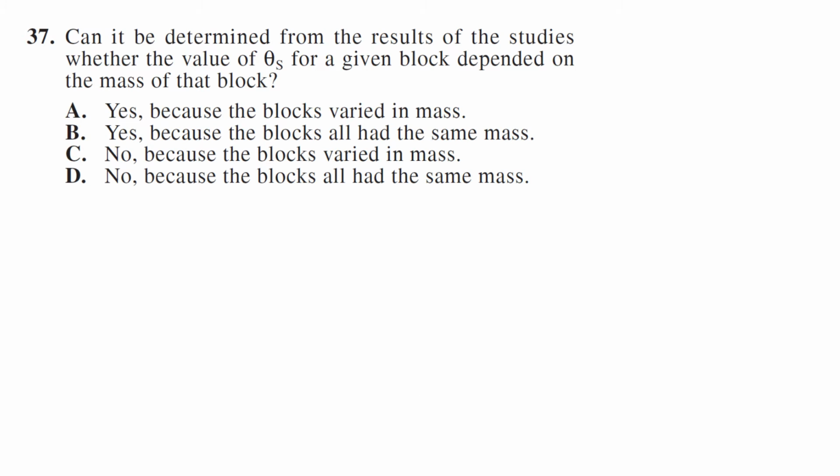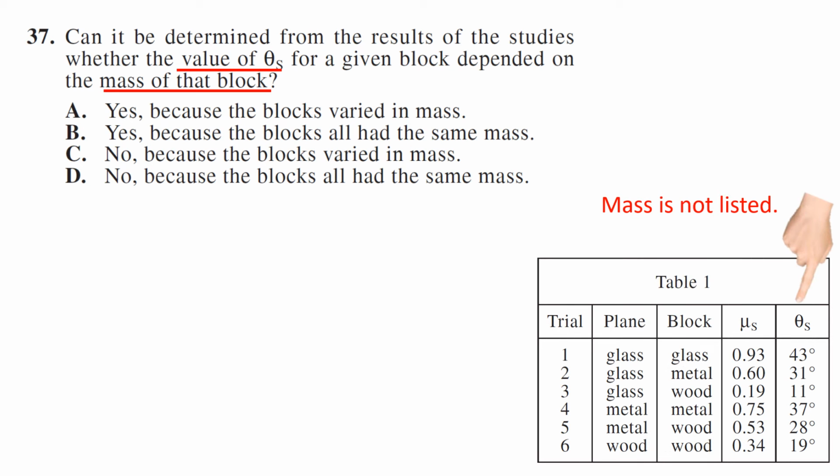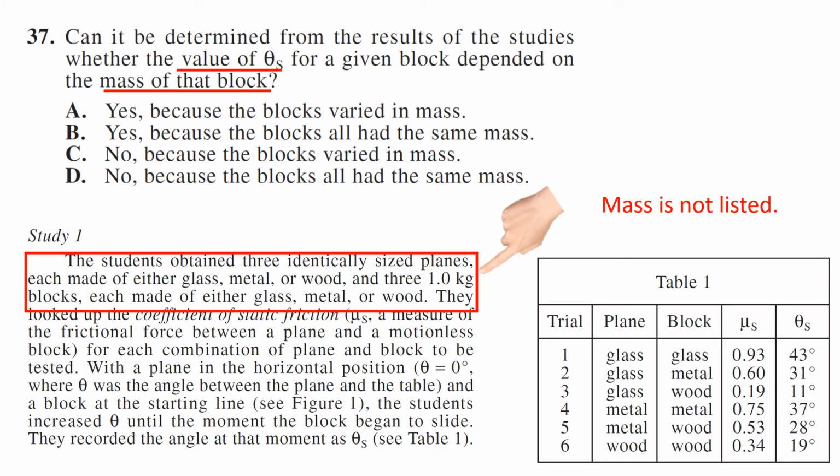Number 37, can it be determined from the results of the studies whether the value of theta S for a given block depended on the mass of the block? So that's when it slides, right? So if we look at study 1, we see theta S, but mass isn't listed anywhere in there. And in study 1 description, it says 3 blocks, all 1 kilogram each. So they're not testing any different sizes. So just knowing that, we could eliminate choice A and choice B. And then it's a little bit of logic, and you have to say, no, they all had the same mass. So choice D is the correct answer.